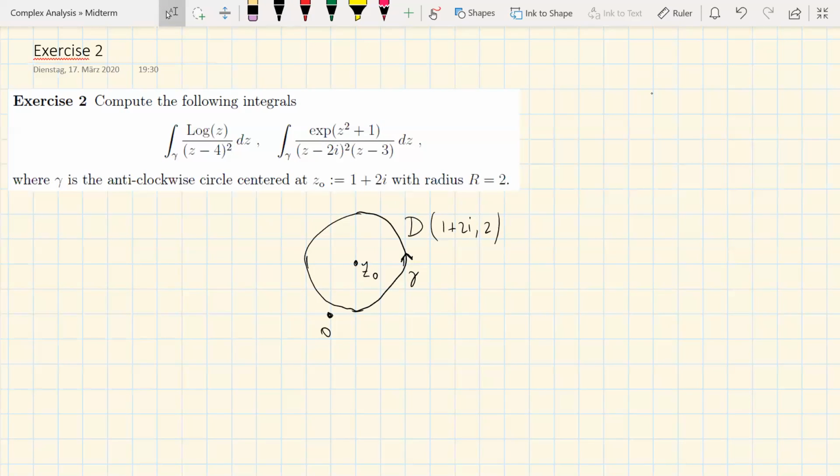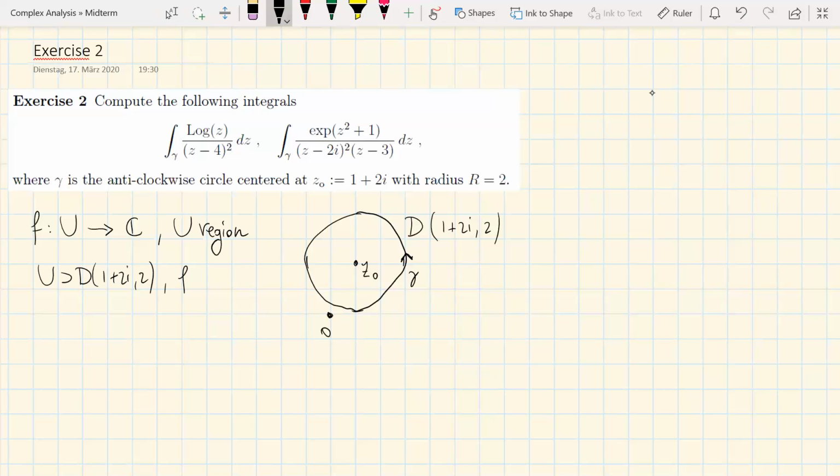And the idea to solve the exercise is to use the theorem of Cauchy. So let me recall briefly what the theorem says. If we have f, a function from U to C, where U is a region containing the disk, and if we know that f is holomorphic, then the integral over gamma of f dz is equal to 0.